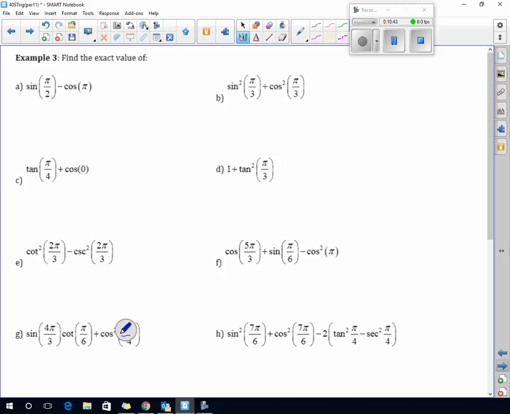Sine of pi over 2. Let's do it. What is it? It's 1, subtract. What's cos of pi? Cos is your x value. What's your x value at pi? Negative 1. So what do I get when I get this answer? I get 2. All of these you'll get whole number answers, so I want you to do that right now.